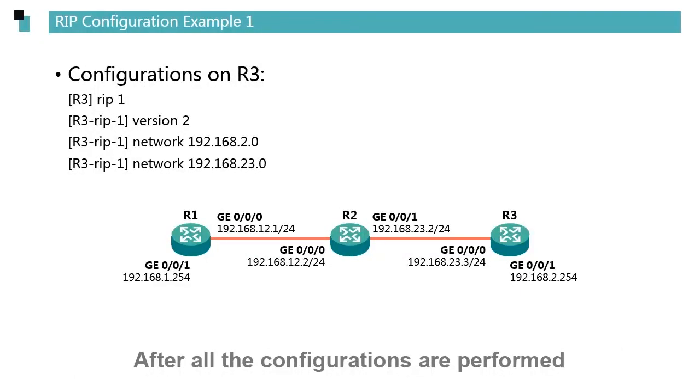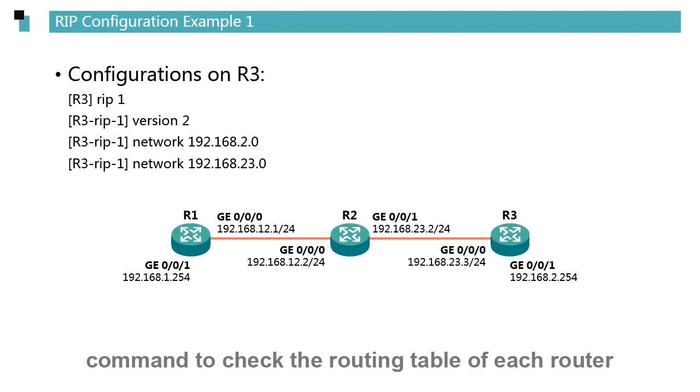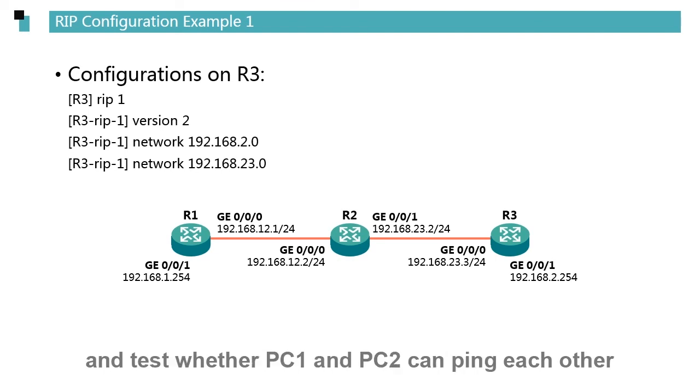After all the configurations are performed, we can run the display ip routing-table command to check the routing table of each router and test whether PC1 and PC2 can ping each other.